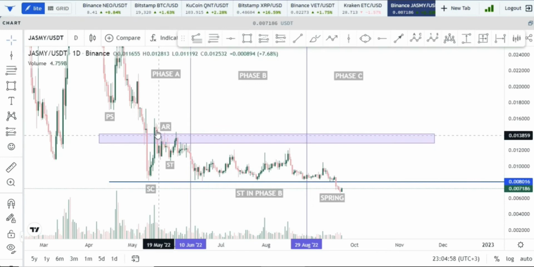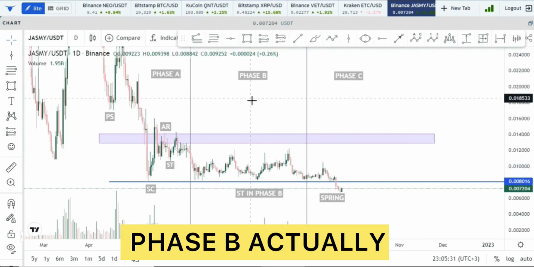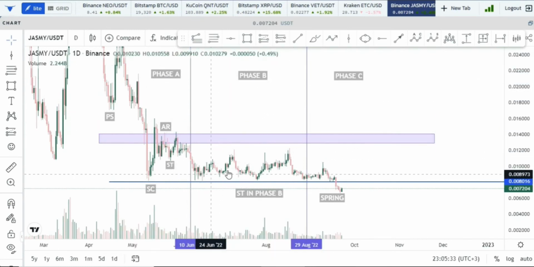Also, you've got this secondary test. The main aim of this secondary test is to test the supply and the demand, right? And then from phase A we move on to phase B right here, in which you also have this secondary test right here. You've got a wider range, right, of the price moving from the selling climax up until the top of the range right here, which is called the trading range, or denoted by a TR.